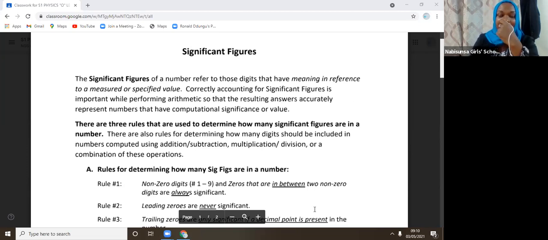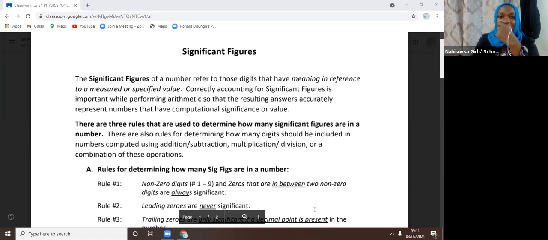So 100 is a number, not so? 100 is a number, but 100 is made up of figures or digits. And which digits are those? That is 1, 0, 0. So those are the digits or figures that make up the number 100. So we have a number, we also have digits or figures.